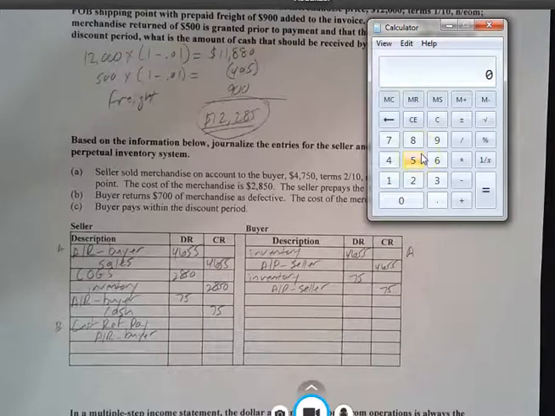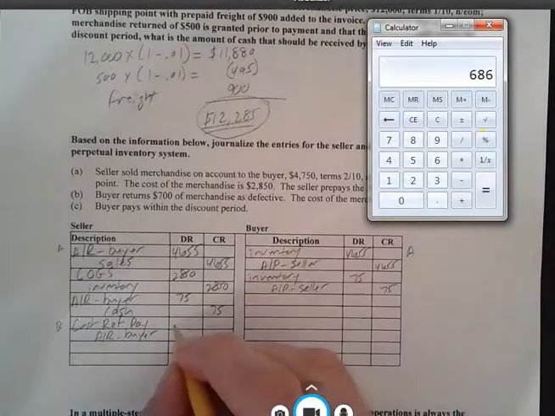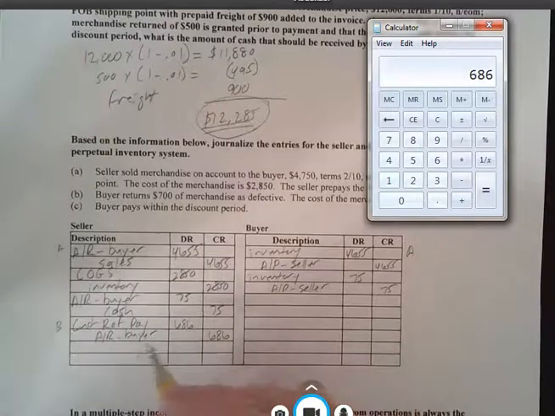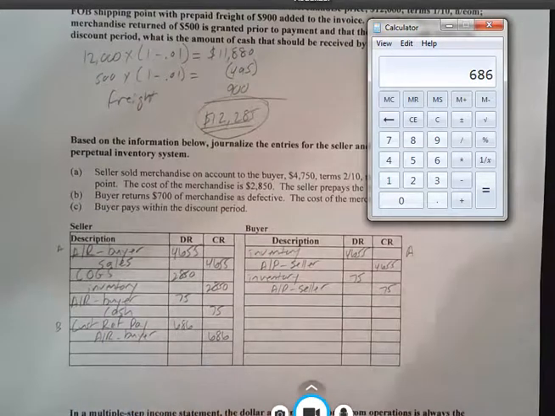because it says they're returning it as defective, and we don't have dates, but we're assuming that this is before they pay the bill. So we're going to take our $700 and multiply that by 0.98 because it's a 2% discount, and that gives us $686. That's going to be the amount for both our debit and credit. So we're debiting customer refunds payable to reduce that liability that we set up, and we are also reducing via a credit the account receivable to the buyer for $686.